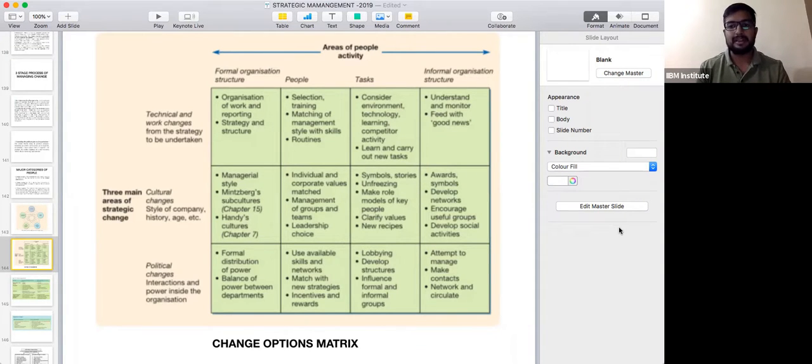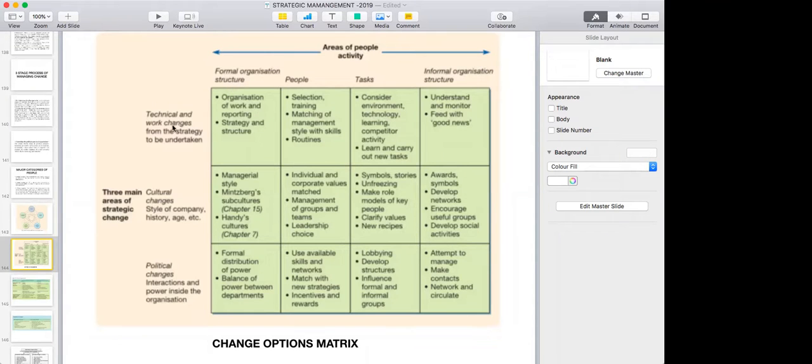In such regards, we always need to keep in mind that there are three major areas of people activity: formal organization structure, people and task, or informal organization structure. What type of changes you need to incorporate in terms of changes in the norms. Now, the very first point is formal organization structure, with technical and work changes from the strategy to be undertaken.